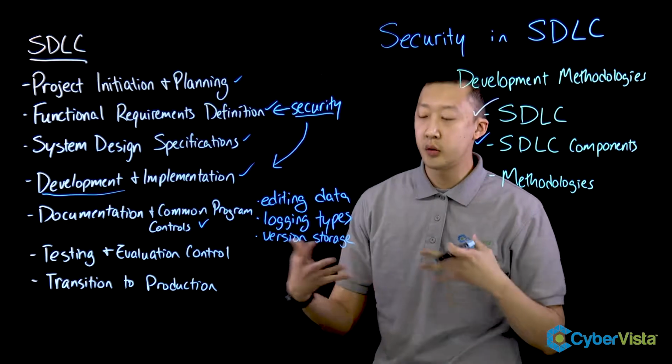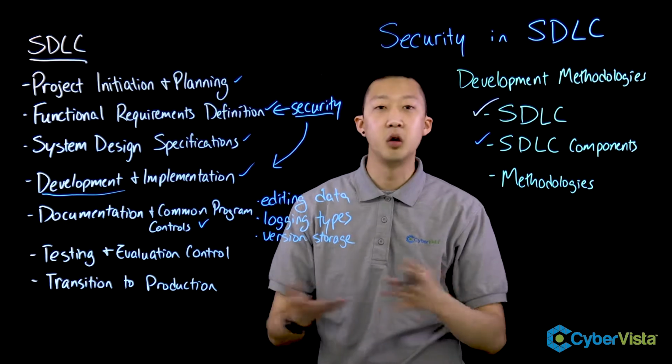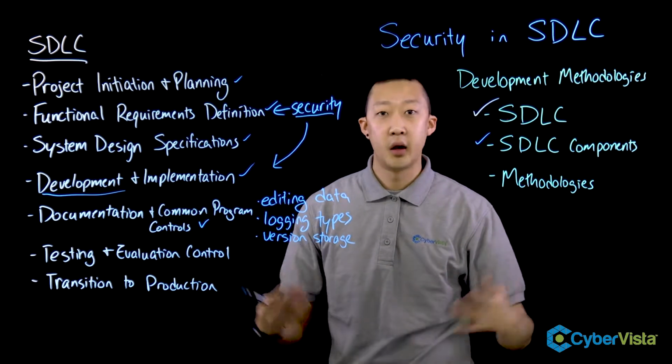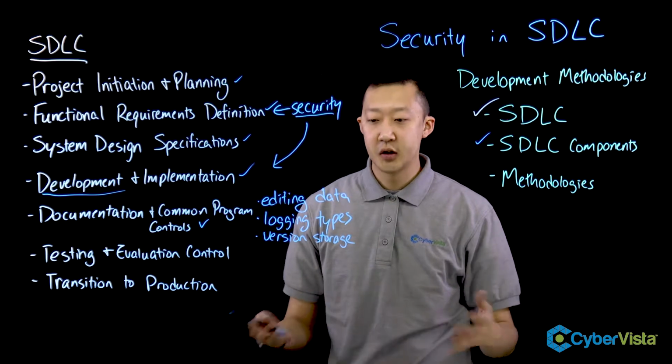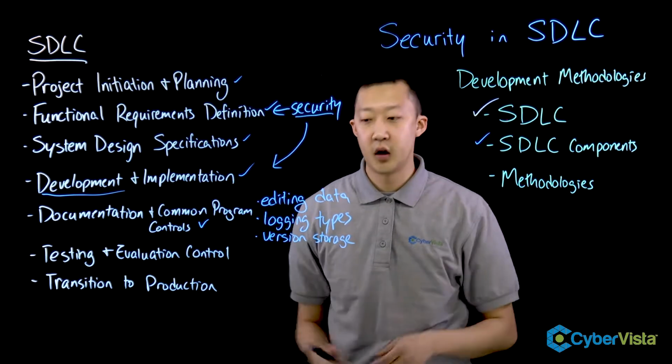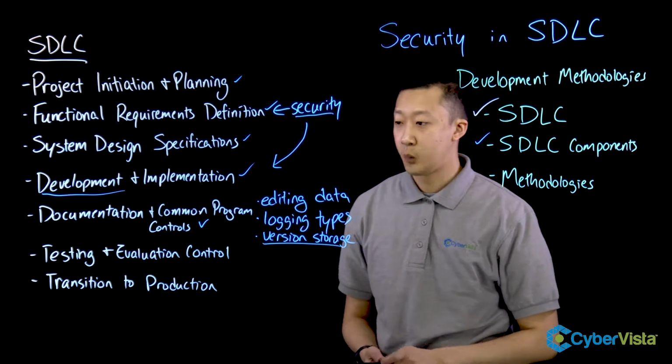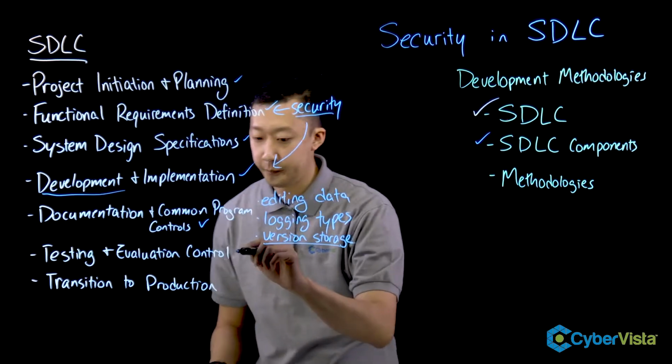Right? Because as you develop software, you're going to have multiple versions. You'll find bugs, you'll find syntactical errors, logic errors, so on and so forth. You may find design flaws. So you need to make sure that you have proper version storage in regards to your source code.